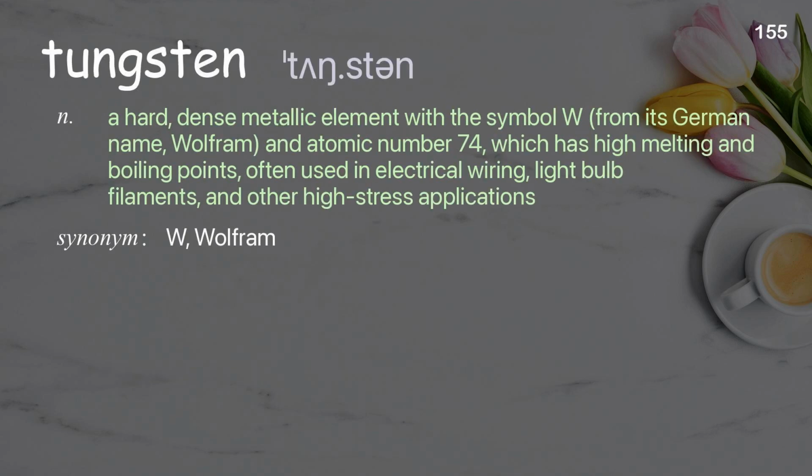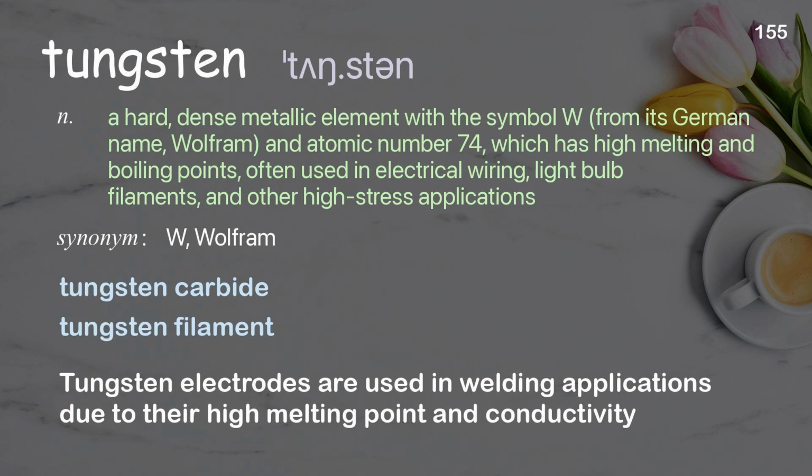Tungsten. A hard, dense metallic element with the symbol W, from its German name wolfram, and atomic number 74, which has high melting and boiling points, often used in electrical wiring, light bulb filaments, and other high-stress applications. Examples: Tungsten carbide. Tungsten filament. Tungsten electrodes are used in welding applications due to their high melting point and conductivity.